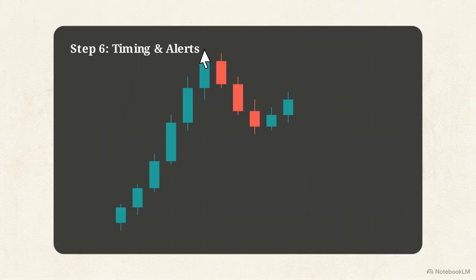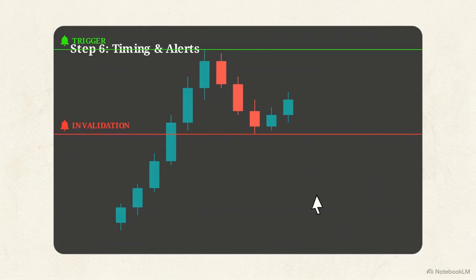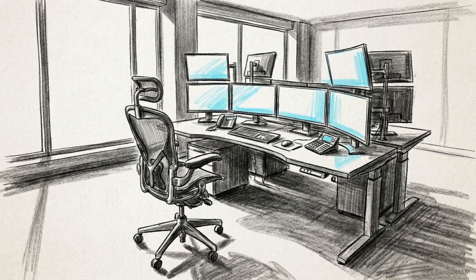Step 6 is timing and alerts. Watch the cursor right-click to set a green alert line exactly at our trigger and a red alert line at our invalidation. Once these are set, the software monitors the chart for us. This protects you from what I call attention decay. By midday, volume usually fades.